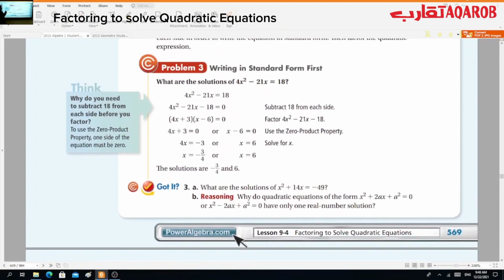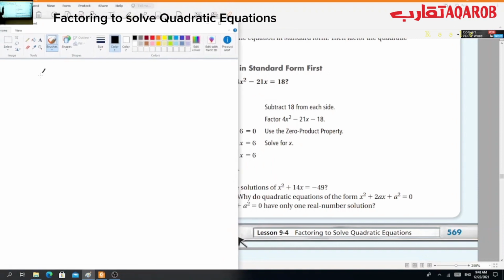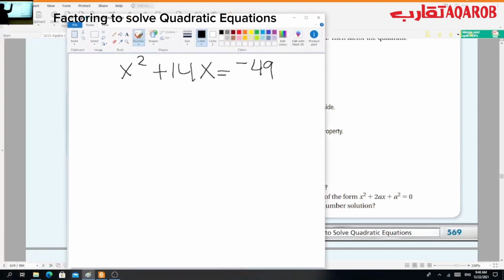Now, but here, as you can see, let's go to solve the new problem, which is this kind of equation. So it's not written in the standard form. I will solve this type of equation, which is exactly like it. So I will solve "Got it 3." And as you can see here, we will solve x squared plus 14x equals negative 49.